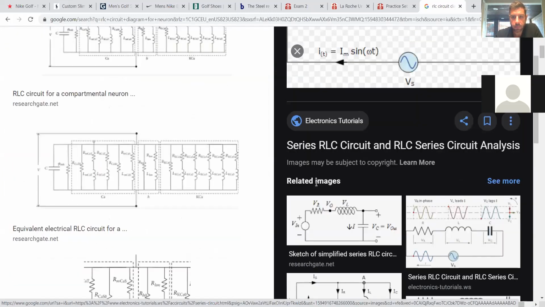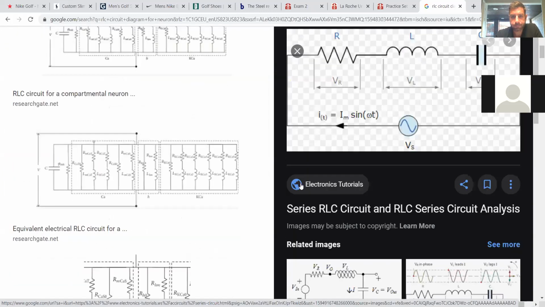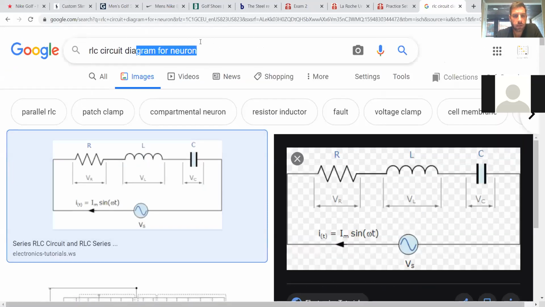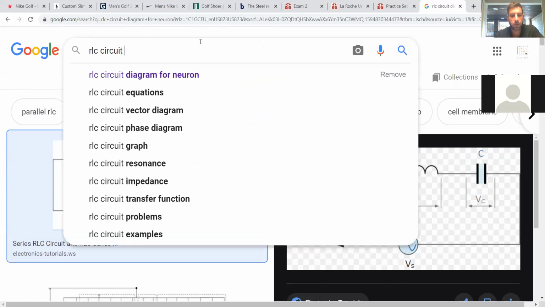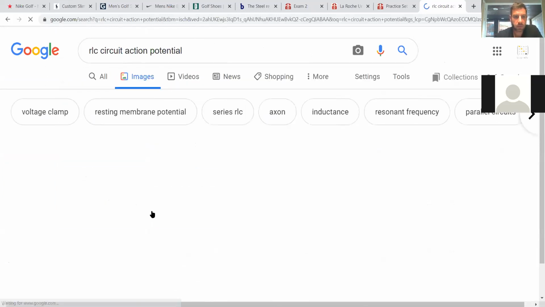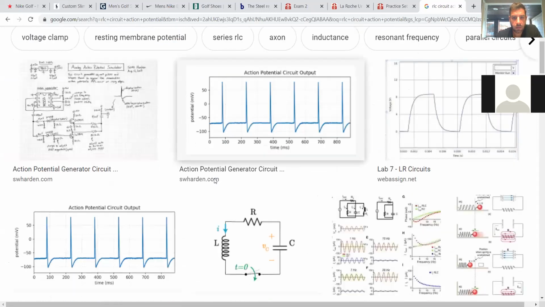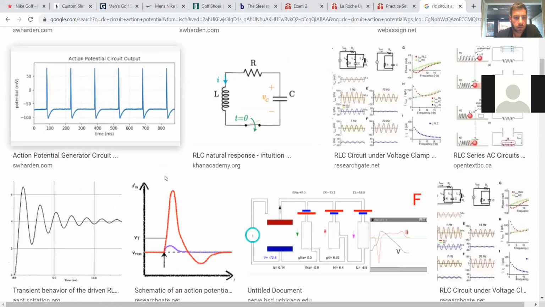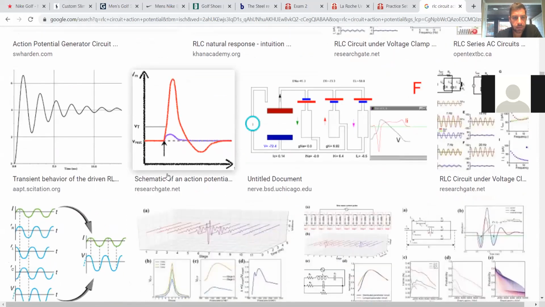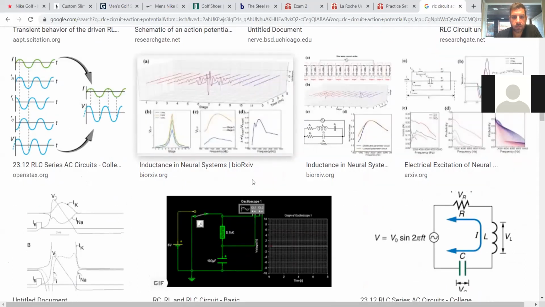Does anybody have a question about this? So if you Google LRC circuit, let's see if we can get. See, when I Google this, you see these pictures that we want to get.